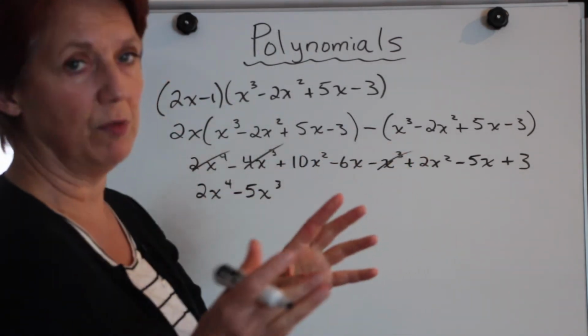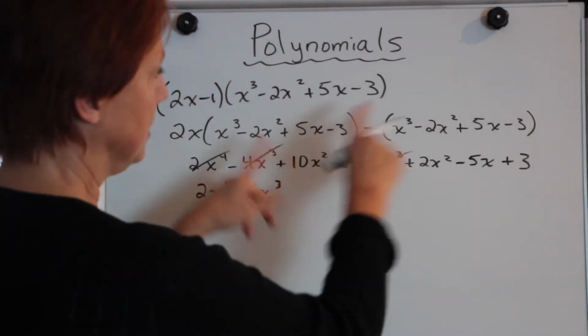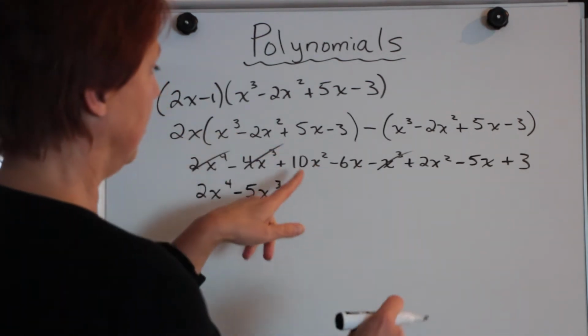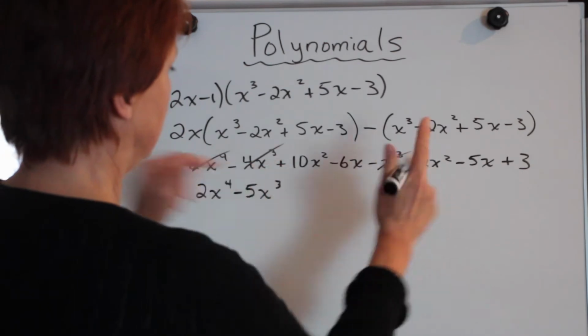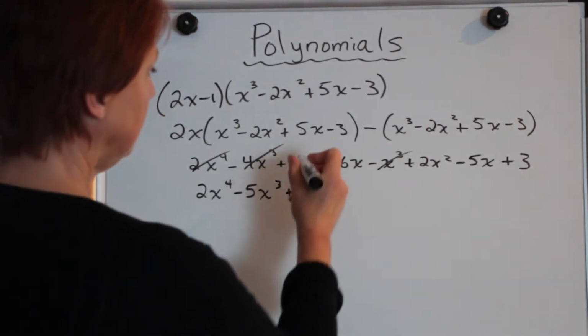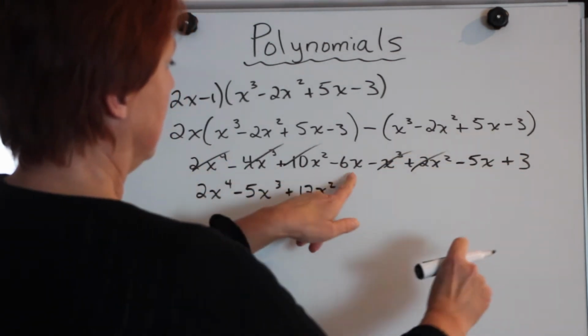It doesn't mean we'll have them all, so in some cases I might do something like this and not have any squared terms, but we still go in the order that we've got. So we've got plus 10 plus 2 there, which gives us plus 12. So those two are done.